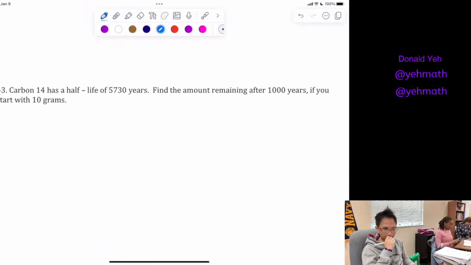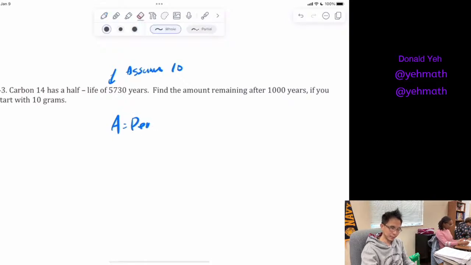I think we went over this thing here. So we have to assume something. Actually, they told you what to assume. Assume 10 gram. So A is equal to PERT.